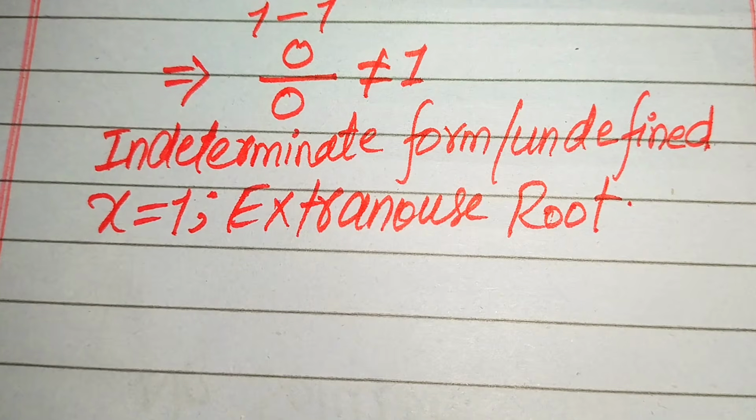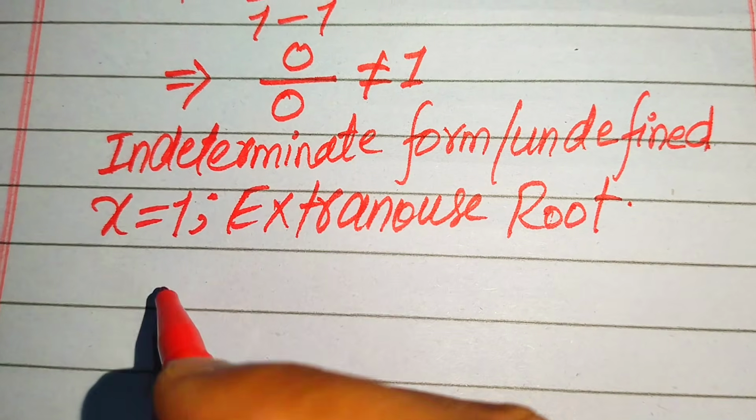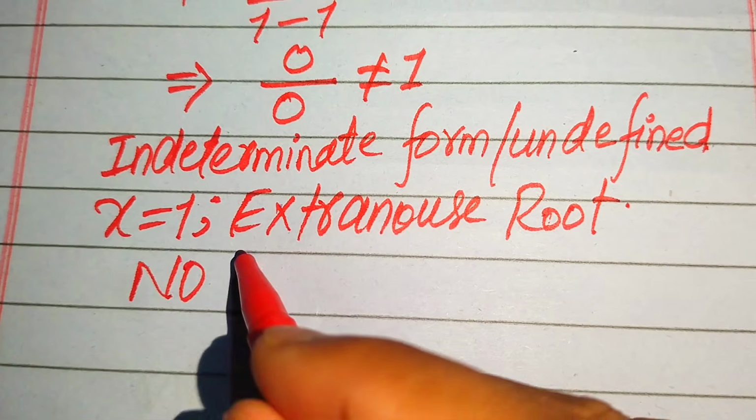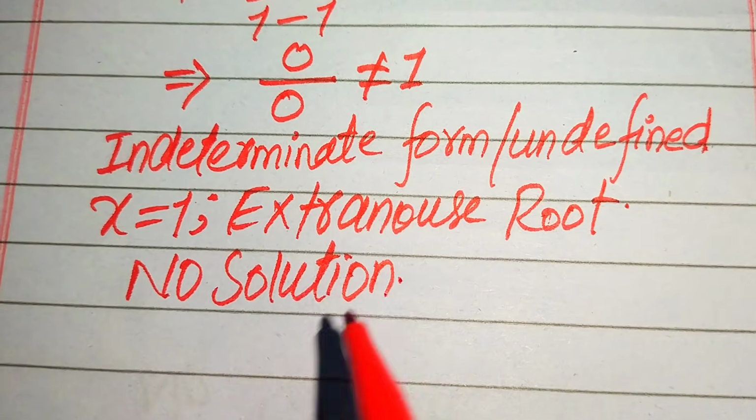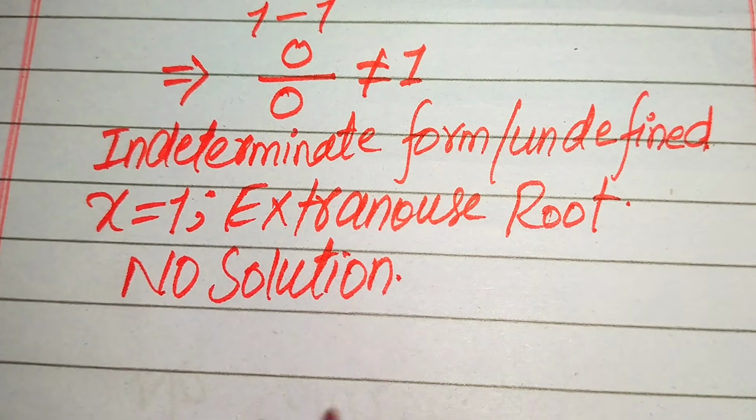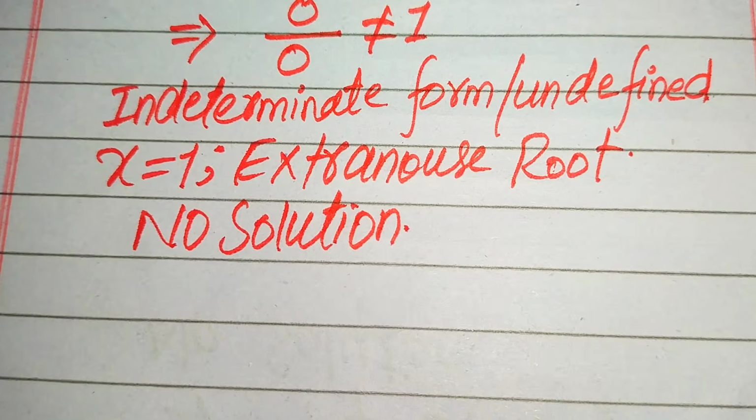And finally we conclude that for this question we cannot get any value of x which satisfies our given question statement. So we finally conclude that this question has no solution in general. This is our final answer which we get from the first method, and now we again solve this problem by the second method.